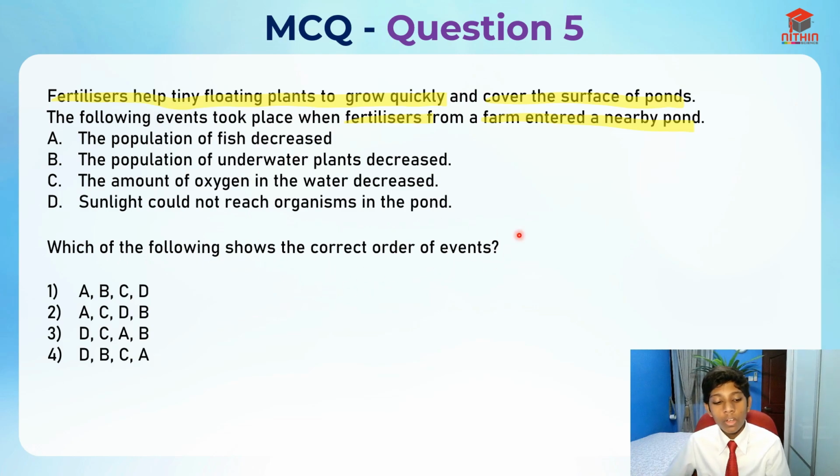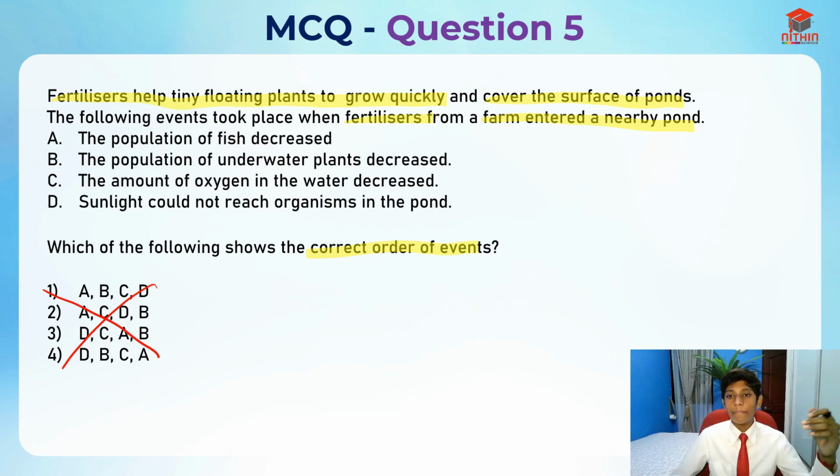Okay, so this type of question, when they ask you which of the following shows the correct order of events, you should never look at the options. You should do it by yourself first, starting with which events took place first to last. So which event do you think first took place? When the fertilizers entered the farm, basically the fertilizers grow quickly to cover the surface of the ponds, meaning that sunlight couldn't reach the organisms in the pond. So this is the first one. So D is number 1.